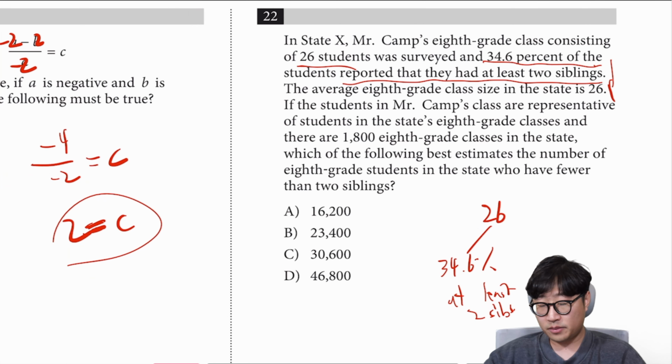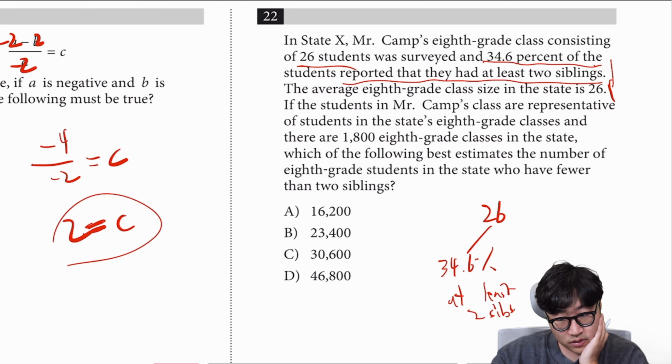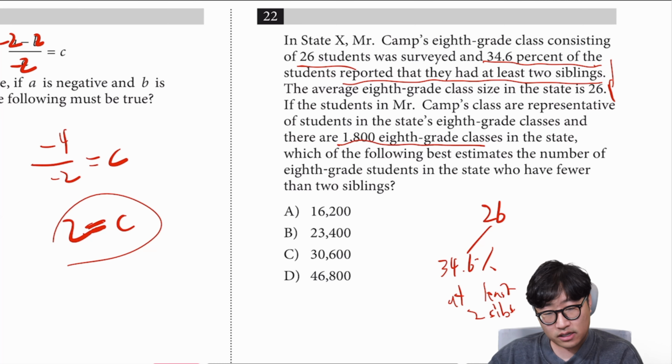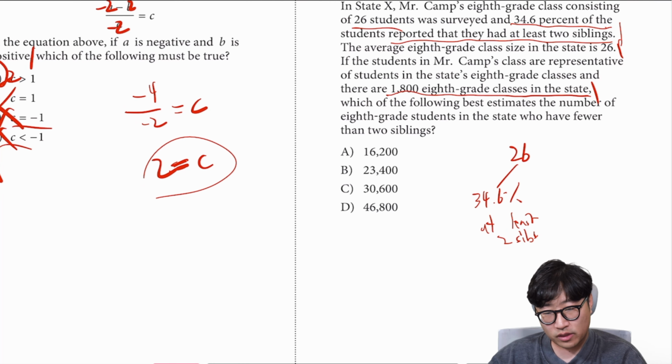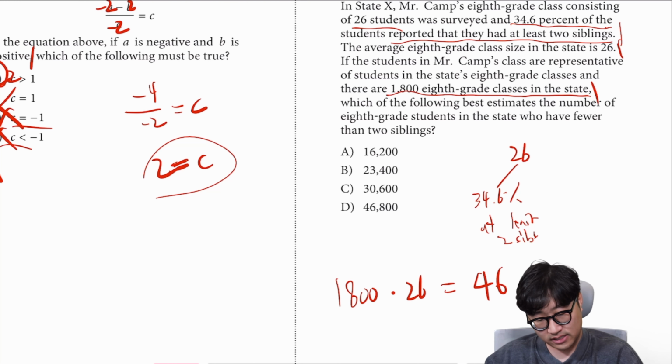So that is however many students in Mr. Cam's class. If the students in Mr. Cam's class are representative of the students in the 8th grade, and there are 1,800 8th grade classes in the state, how many students would that be? Each class has 26, and there's a total of 1,800 classes. So what you would do is 1,800 times 26, and that will give you 46,800 students in total.